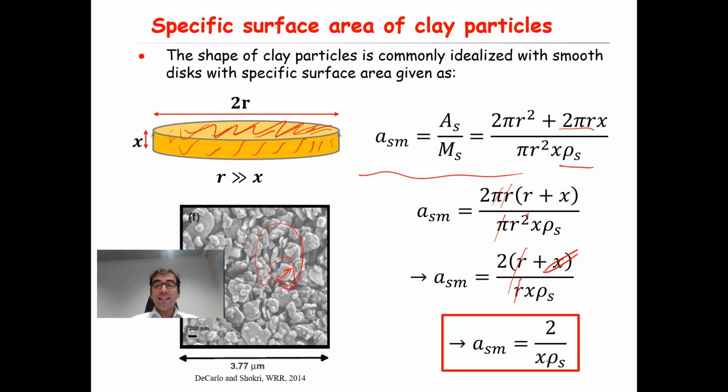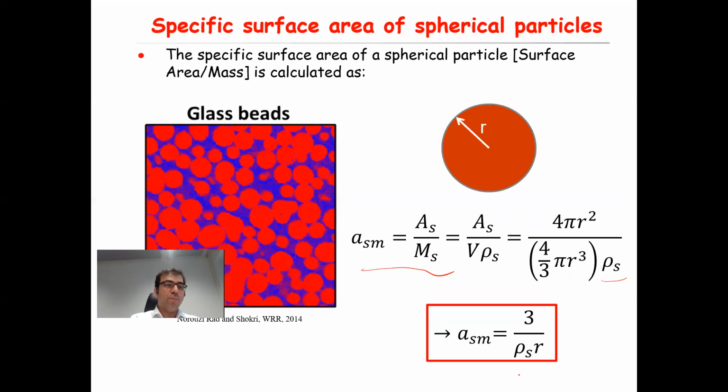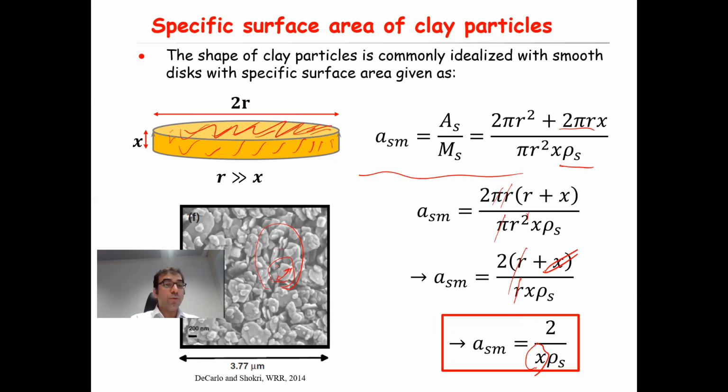Now you see why the specific surface area of clay is significantly more than sand: here the specific surface area is independent of the particle diameter, and is inversely proportional to the thickness of the particle, x. Since x is significantly less than r, the diameter, you normally get a much larger value than for a spherical sand grain, where the particles are on the order of microns. Here the thickness can easily go to nanometers, so the specific surface area for a clay particle can be several orders of magnitude more than for a sand particle.